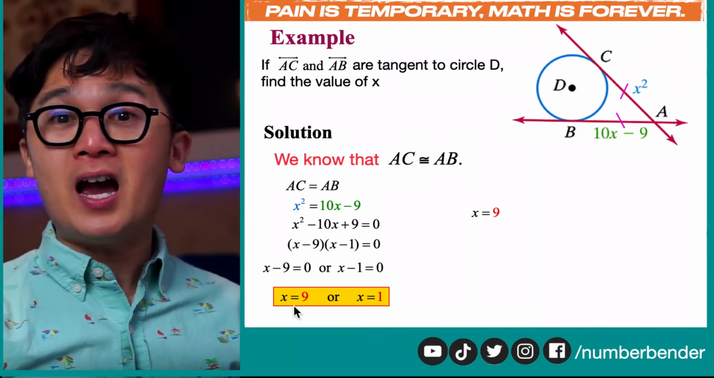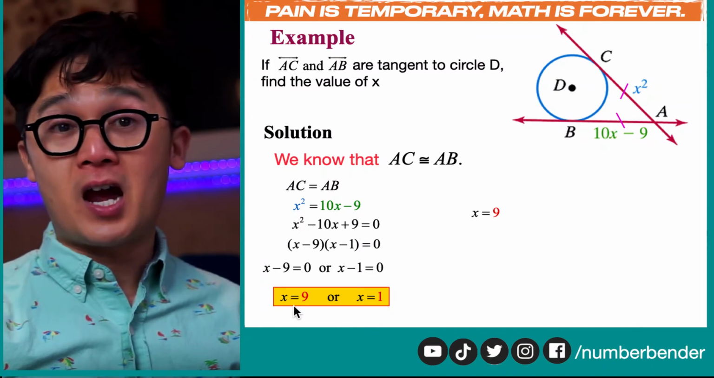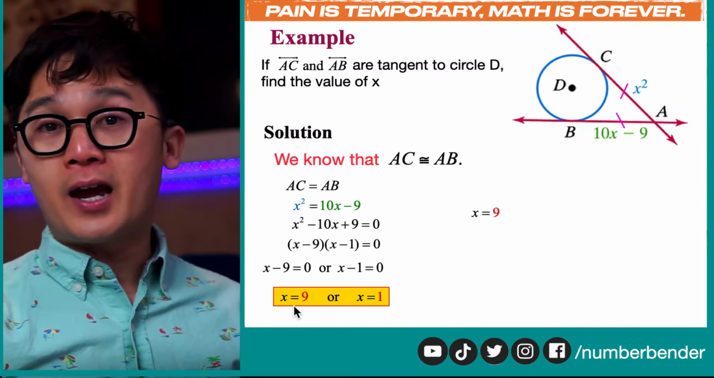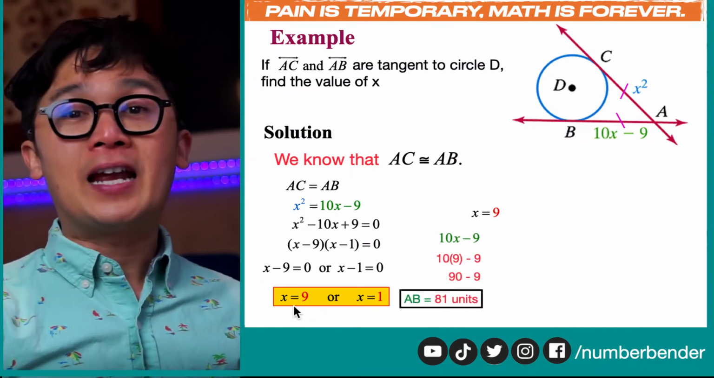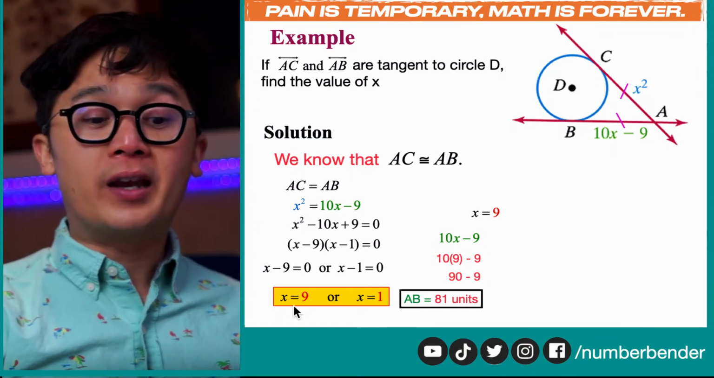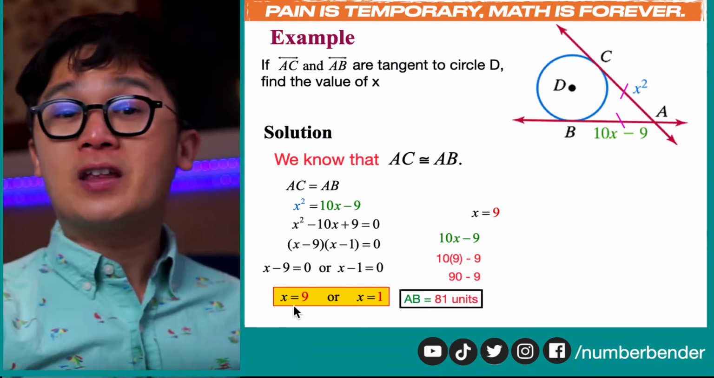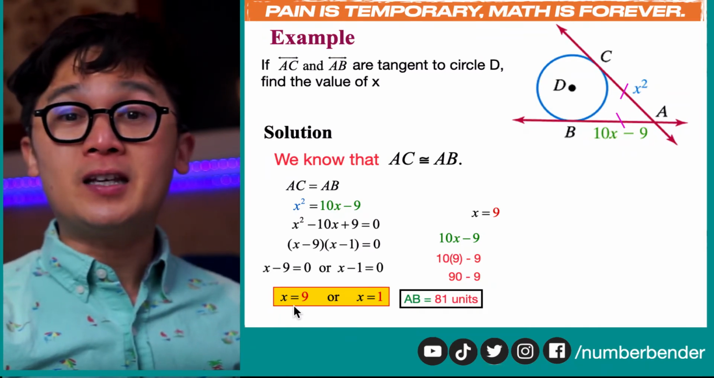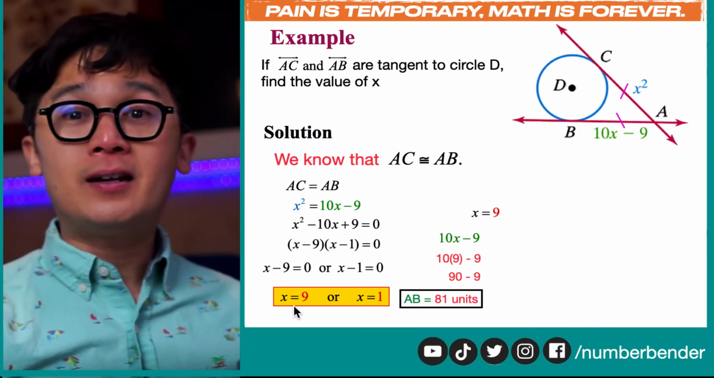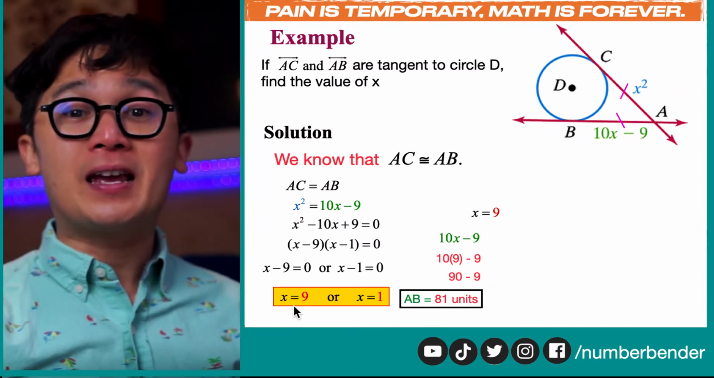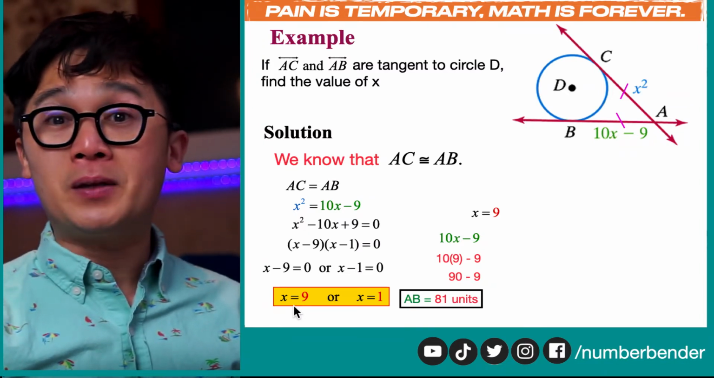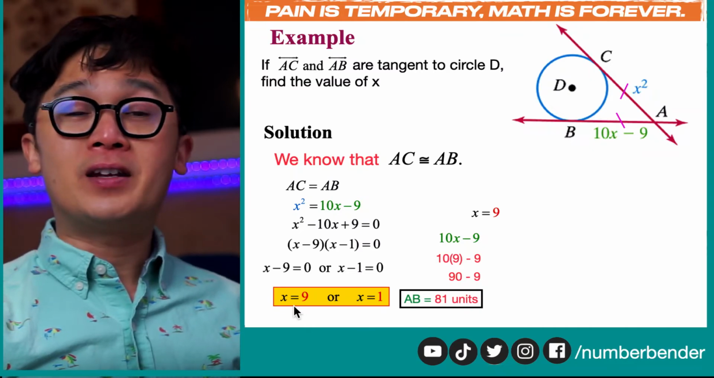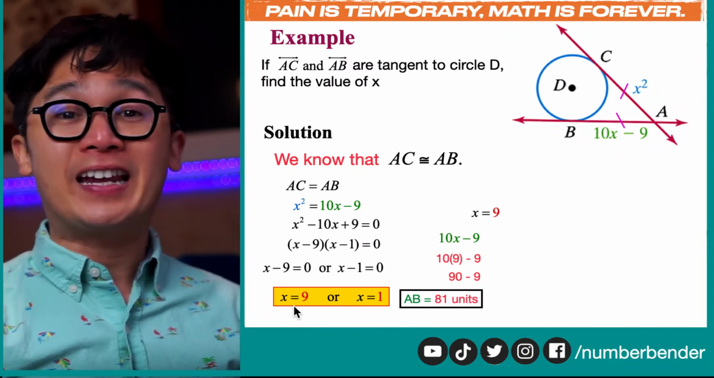And if we plug in 9, we'll have 10 times 9 minus 9, which is 90 minus 9. So that means line segment AB is 81 units. And now that we have line segment AB, let's check it with line segment AC when x is equal to 9. So that needs to be the same as line segment AB, and it is because x squared, given that x is equal to 9, is 81.